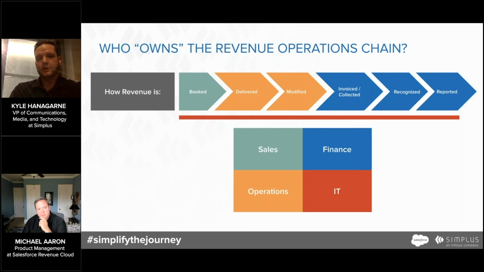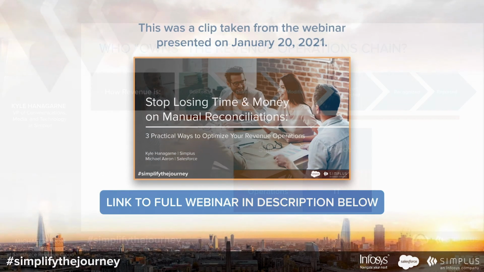And blue is finance. They're usually in charge of invoices, collections, how to recognize revenue, how to report on revenue. And then I've got that red bar underneath the entire operations chain, and that represents IT, which normally owns the systems that are meant to make the chain flow, or the revenue flow through this chain. Whether it's optimal or not, whether you have shadow IT or there's a centralized group, this is meant to represent that.